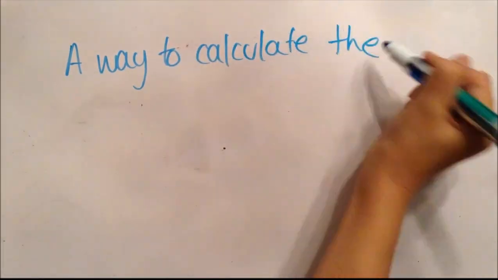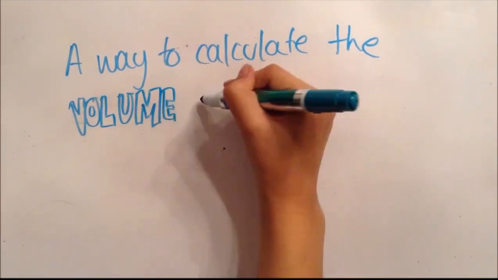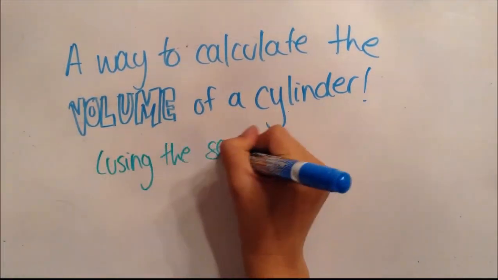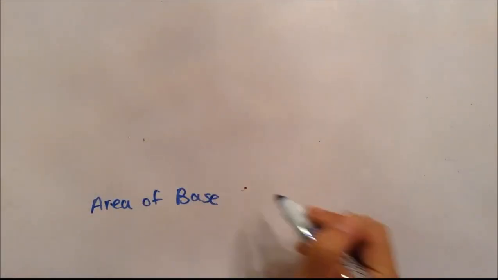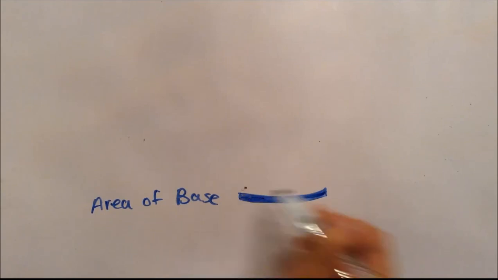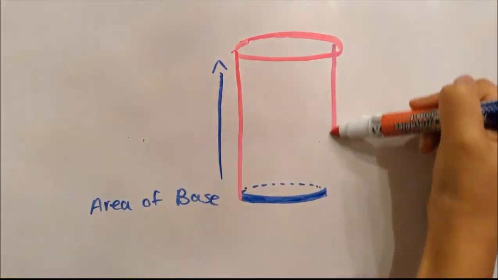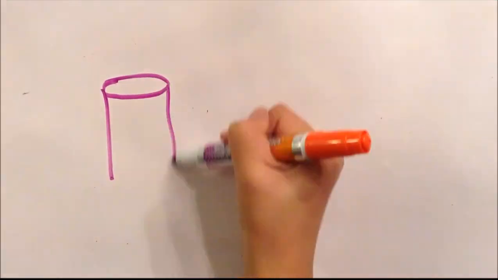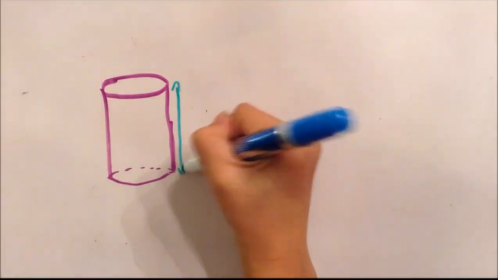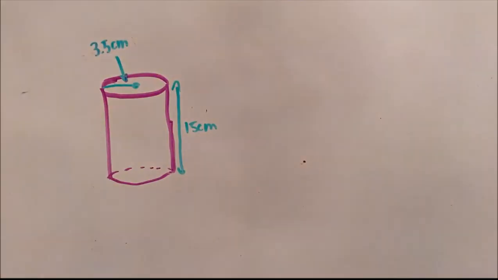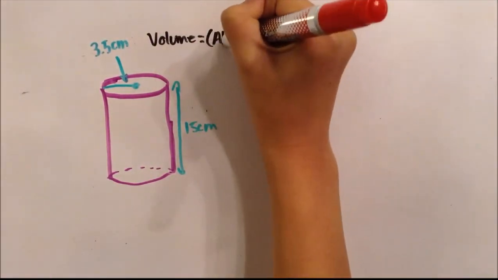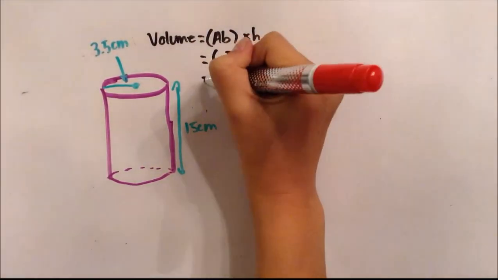Now, this is a way to calculate the volume of a cylinder, which will relate to capacity and mass. The formula to find the volume for any prism is area of base times height. Therefore, it's the same for the cylinder. It is very simple. Use BEDMAS to find the area of the base, which was the same as in the surface area, then multiply it by 15 centimeters, since that is the height.